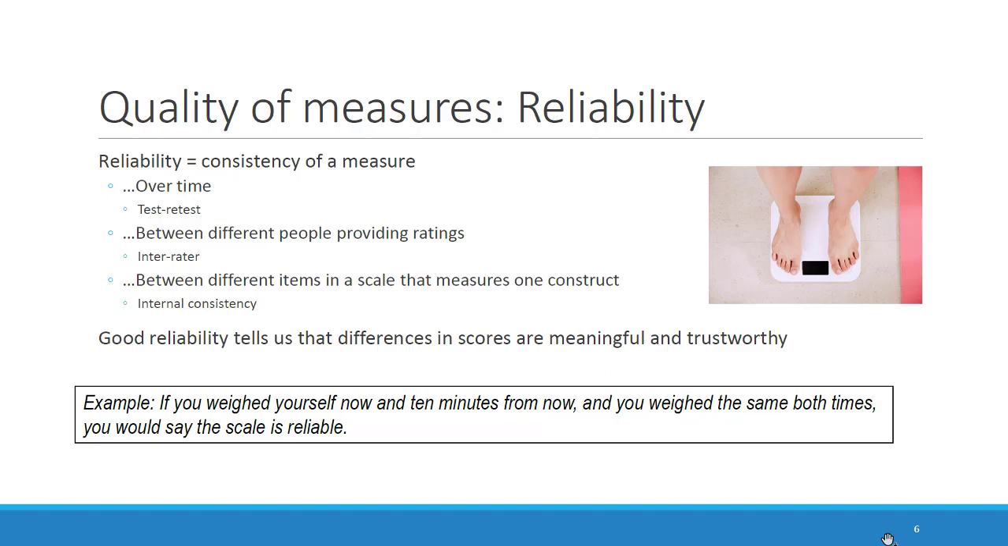Good reliability tells us that the differences in scores are meaningful and trustworthy. So, for example, if you weighed yourself now and 10 minutes from now, and you weighed the same both times, you would say the scale is reliable. However, if you weighed yourself now and 10 minutes from now, and you got very different results, you would question whether the scores that you're seeing on the scale are meaningful and trustworthy.